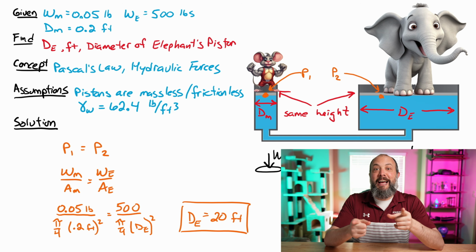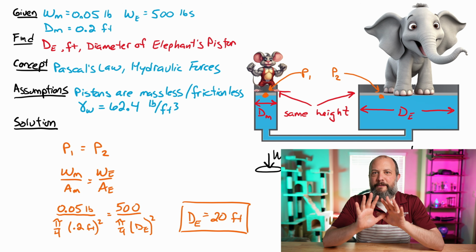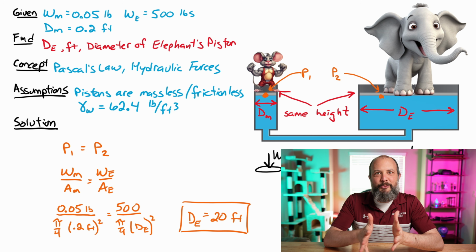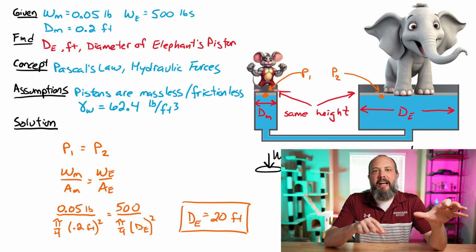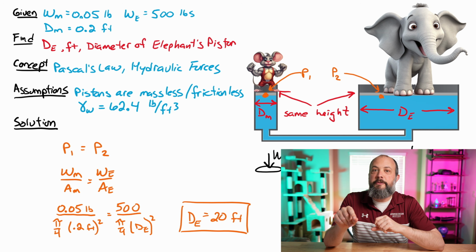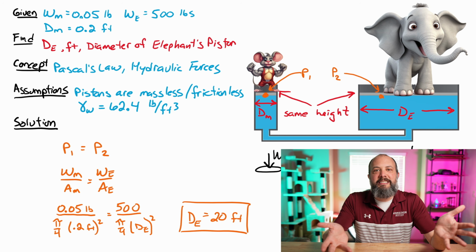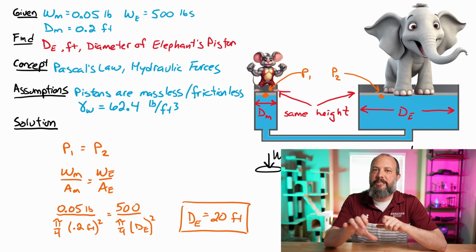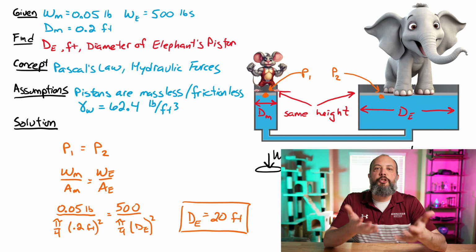That is huge. A 20-foot diameter piston is enormous. So unfortunately, this very first example problem is not super realistic yet, but it does help us generate a little bit of intuition. Notice that the diameter of the elephant's side versus the mouse's side is 100 times larger, from 0.2 feet to 20 feet. But the difference in their weights is 10,000 times, 500 pounds versus 0.05 pounds. And this is because area is based on diameter squared.